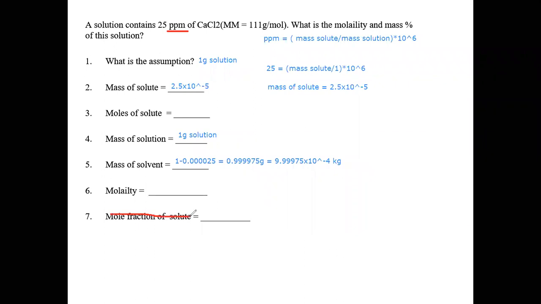So let me change this from mole fraction of solute to mass percent. So the only thing we're missing here is the moles of solute. So it gives us the molar mass of calcium chloride. So we can find the moles of solute, and we get 2.252 times 10 to the negative 7. So now we have the moles of solute. We have the kilograms of solvent. We can find the molality.